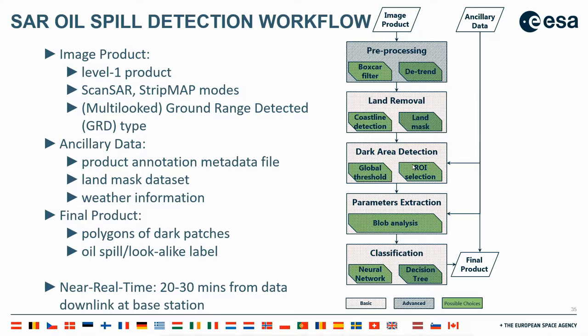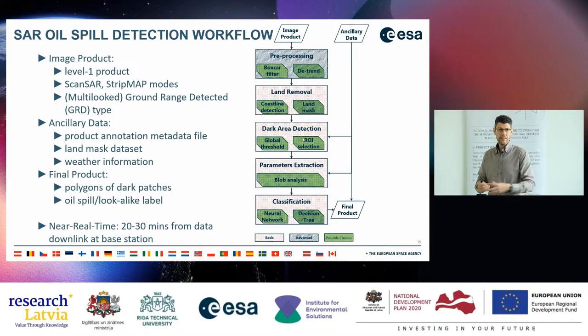Then the steps that are basic and mandatory are: from the image, you want to mask the land, because on land, there will be no oil that we are interested in. Then there is a fundamental step, which is dark area detection. We have said that oil appears dark, so low backscatter area, and that means you have to detect dark areas in the image. And you can do it several ways, like applying a global threshold or selecting the region of interest.